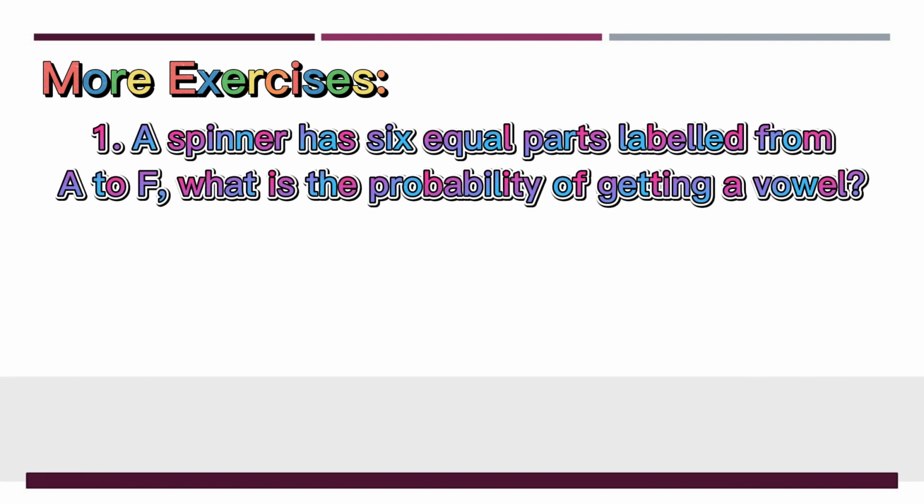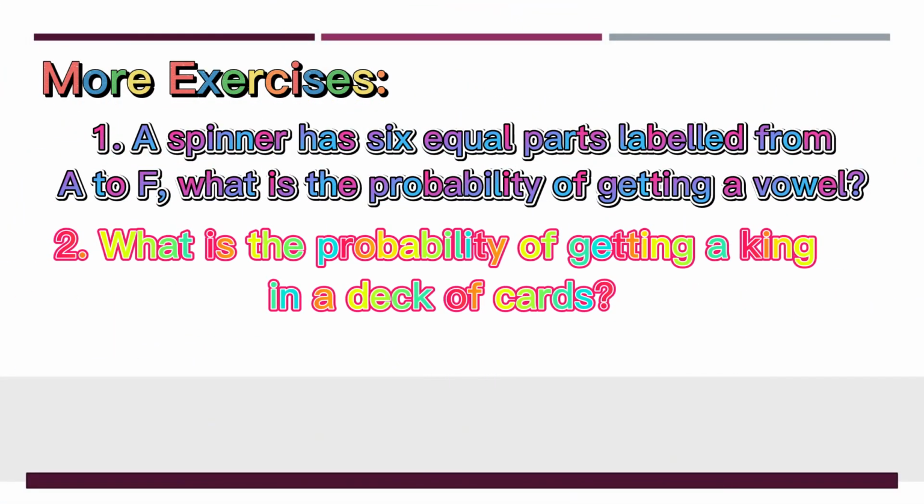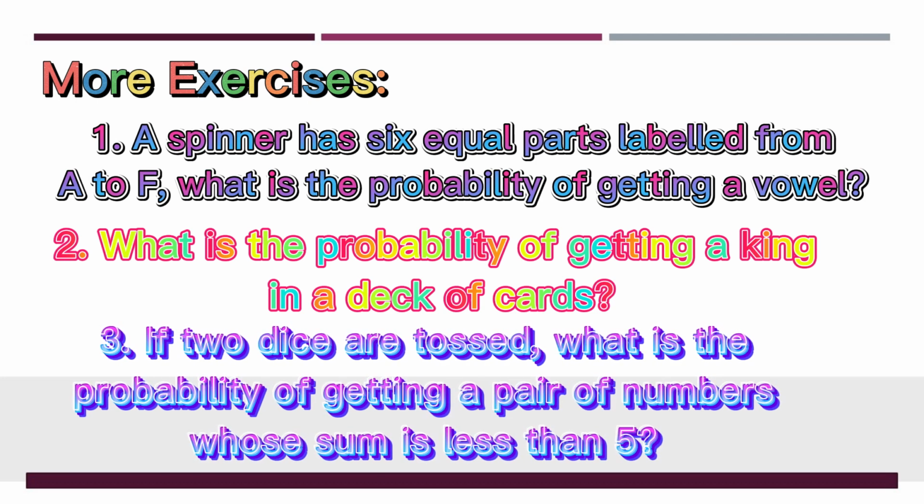This time, I want you to work on the following probability problems. Number 1. A spinner has 6 equal parts labeled from A to F. What is the probability of getting a vowel? Number 2. What is the probability of getting a king in a deck of cards? And number 3. If 2 dice are tossed, what is the probability of getting a pair of numbers whose sum is less than 5? You can work on these exercises during your free time.